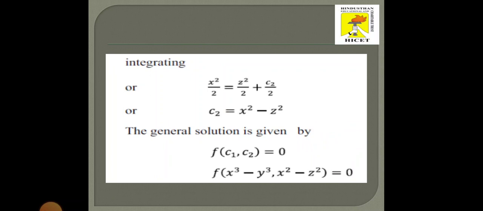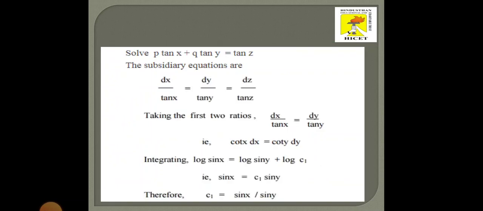Now the general solution is f of c1 comma c2, that is the first and the second solutions, equal to 0. So f of (x cube minus y cube comma x square minus z square) equal to 0 is the general solution. We shall see with another example.